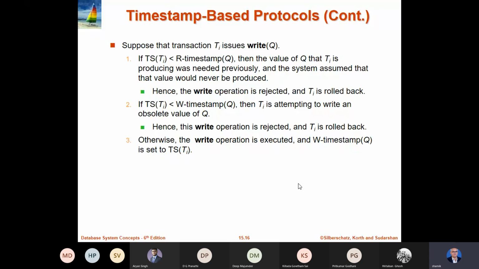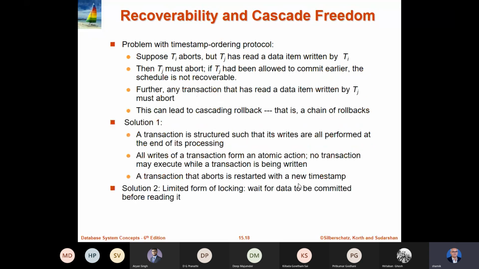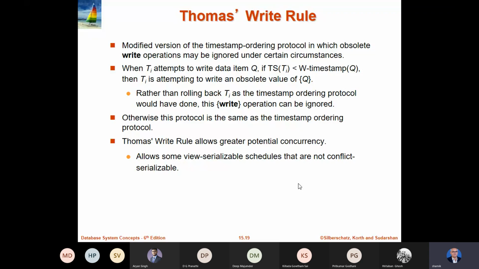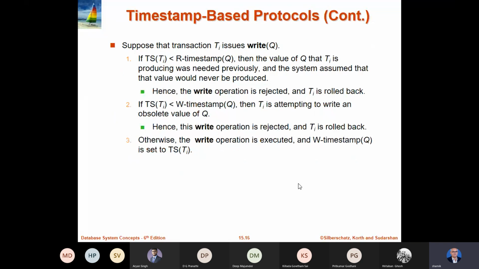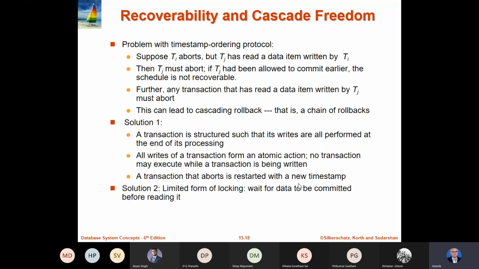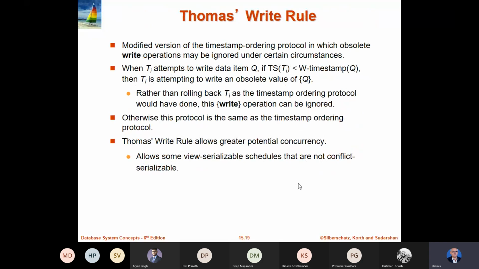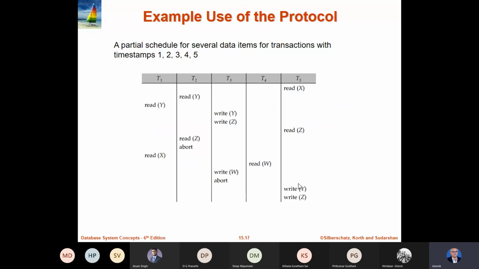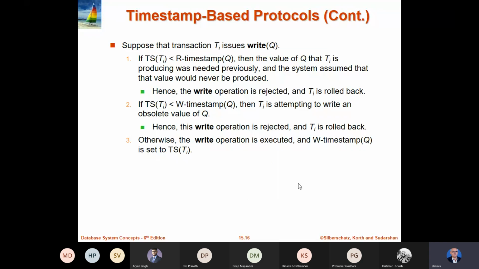Let me first go to that rule, in which these obsolete write operations may be ignored under certain circumstances. When Ti attempts to write data item Q, if the timestamp of Ti is less than the write timestamp of Q, then Ti is attempting to write an obsolete value of Q, which is what we had mentioned before, at point number 2. Normally that write was rejected and Ti was rolled back. But what this rule says is that rather than rolling back Ti, as the timestamp ordering protocol would have done, this write operation is simply ignored. Otherwise this protocol is the same as timestamp ordering. Now, why it is ignored is that in this situation Ti is attempting to write an obsolete value of Q, and some transaction Tj has already written the value of Q and accordingly updated the write timestamp of Q.